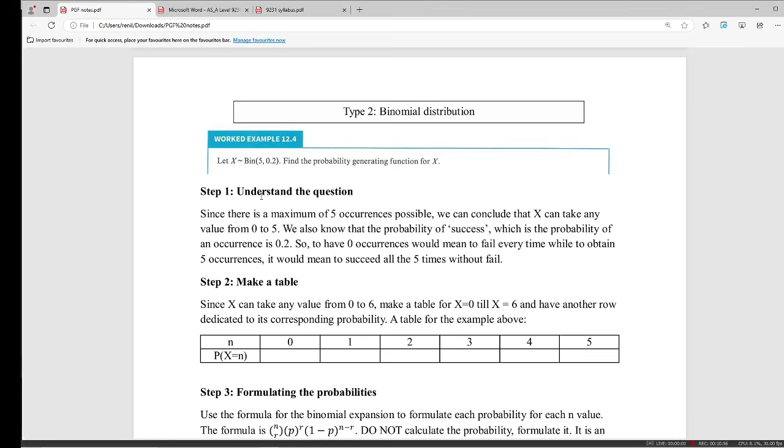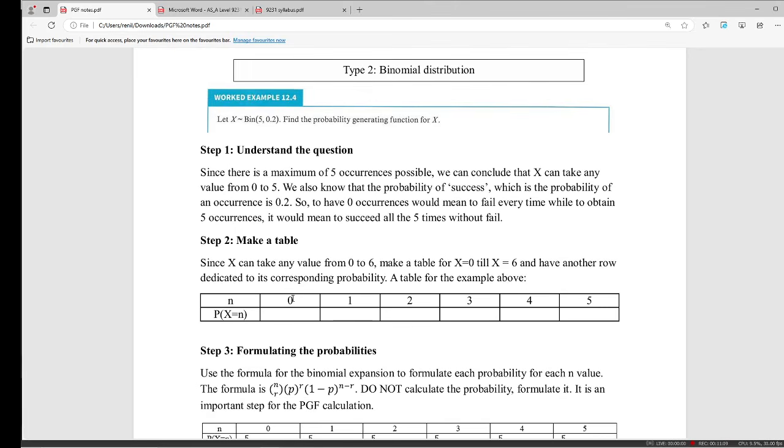So since x can take any value between 0 to 5, we make a table for x from 0 to 5. So instead of writing x, I'm going to write n, where n is the number of occurrences: 0, 1, 2, 3, 4 and 5. So it is possible to fail every single time and get 0 occurrences. It is possible to fail 4 times and succeed once. And similarly, it is possible for each and every one of these.